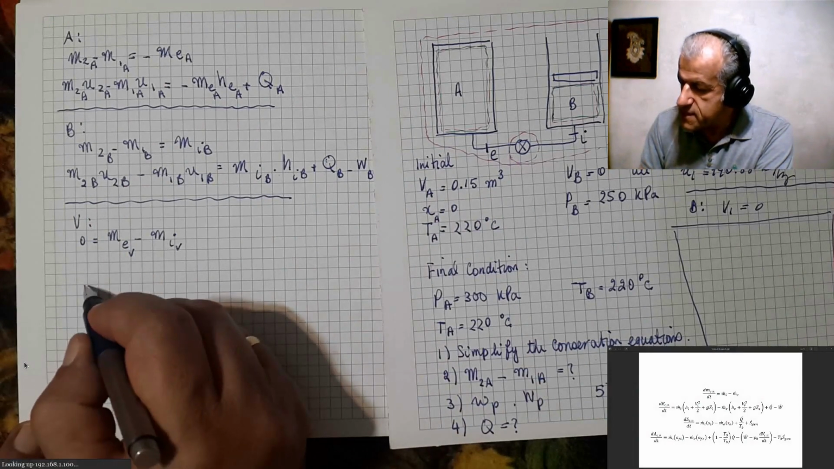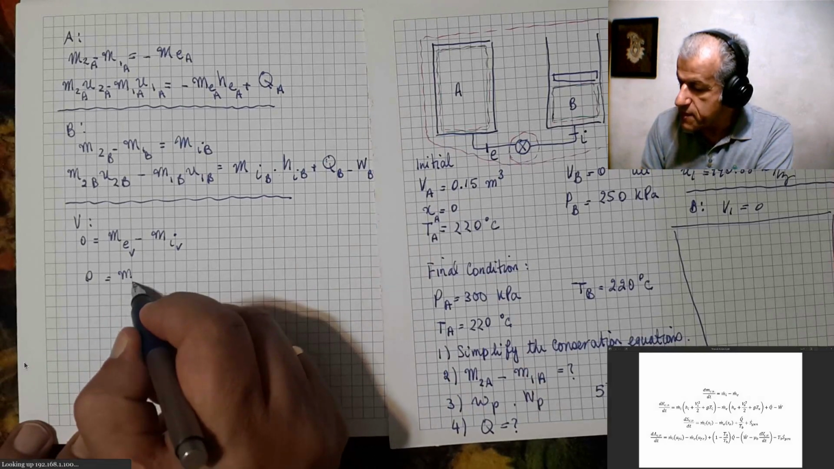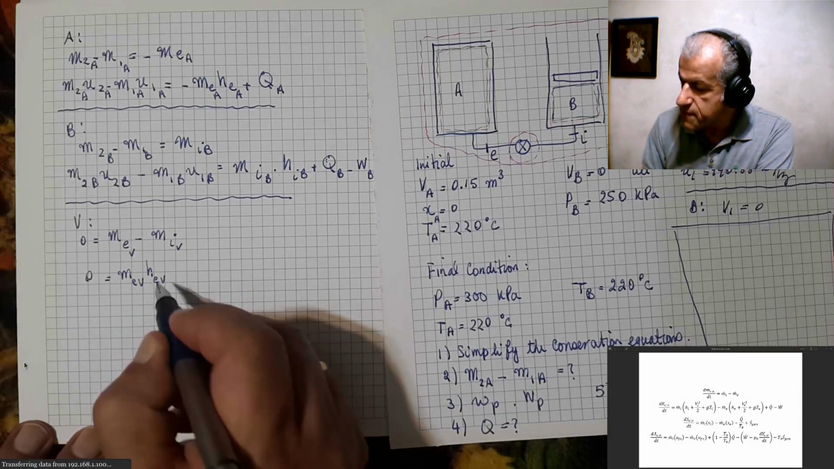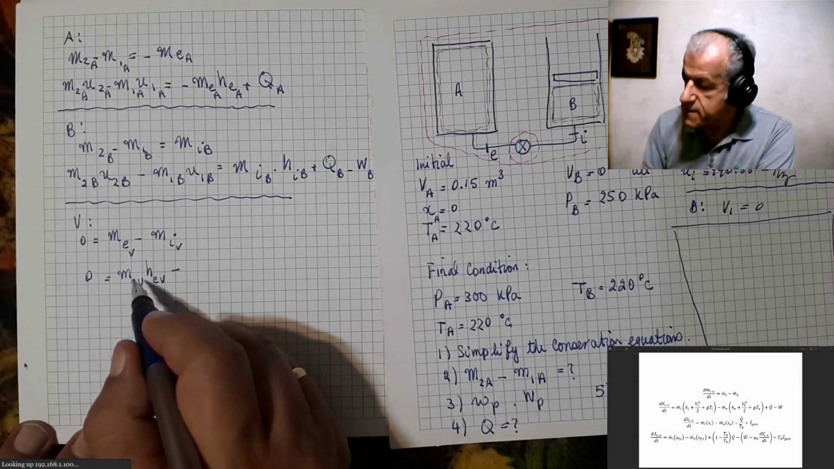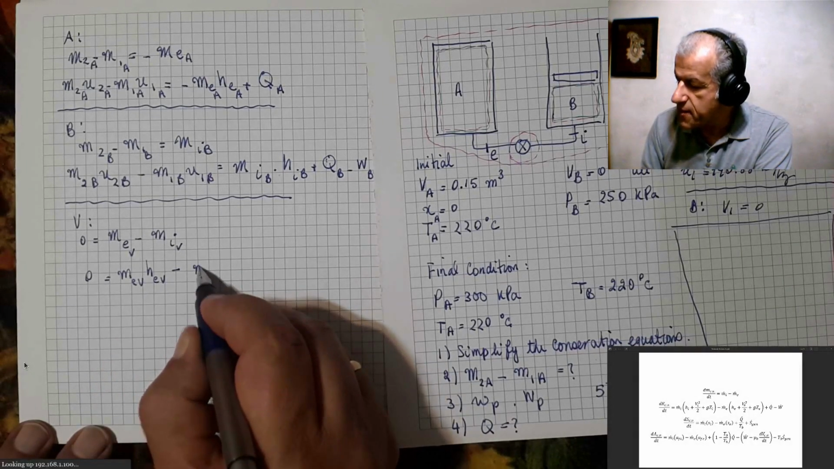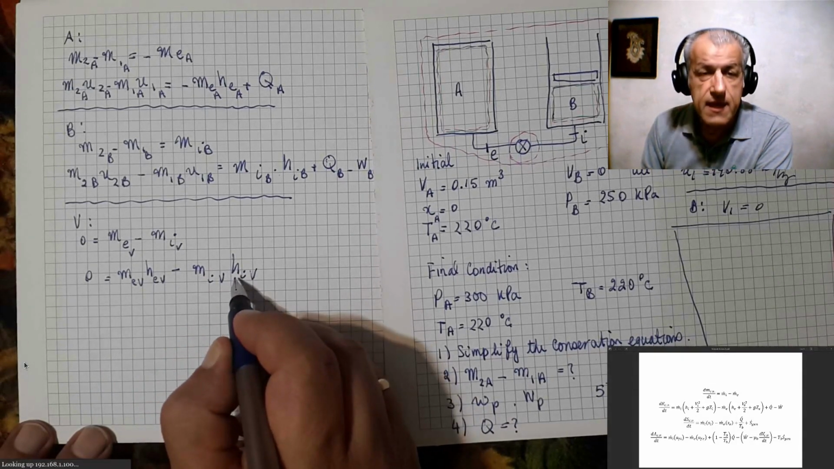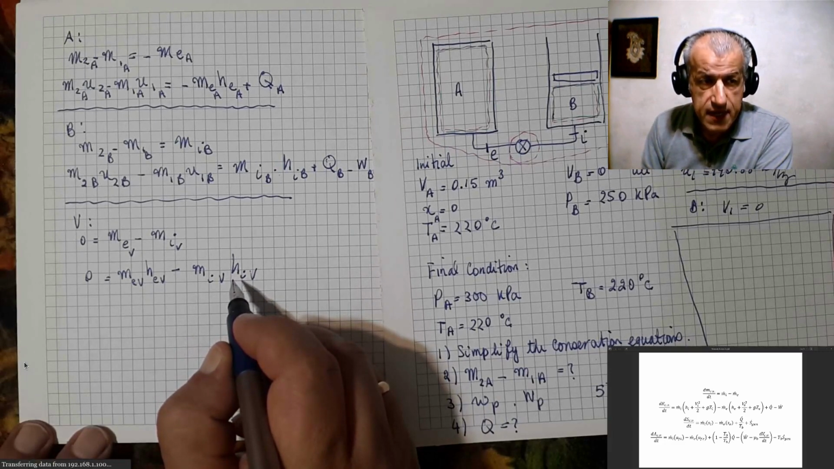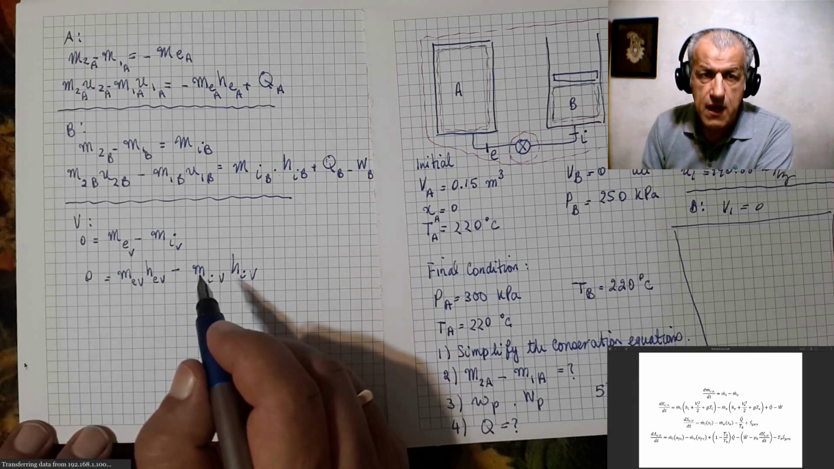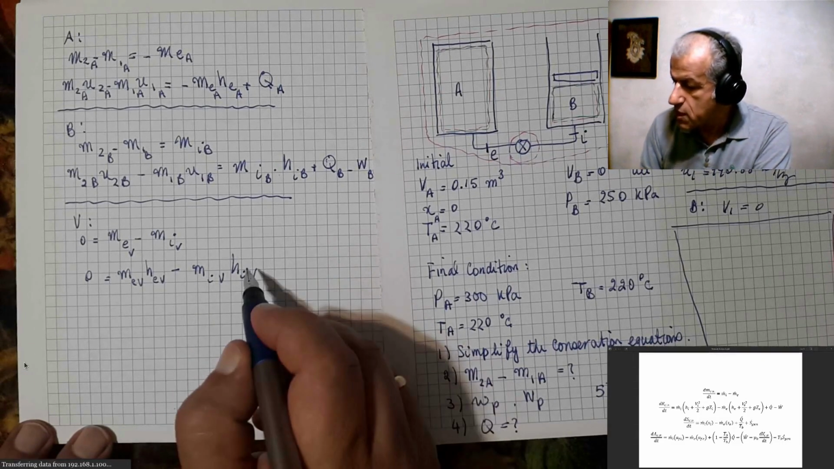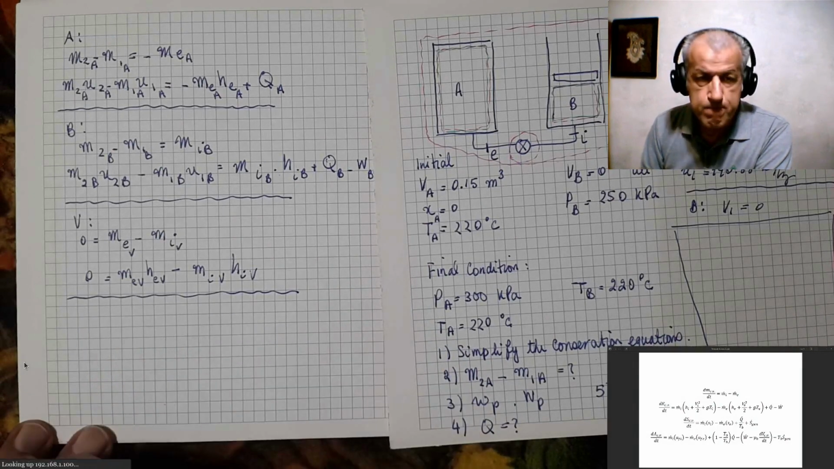But as it is, 0 would be MEV HEV minus, that is the entry energy to the mass, minus MIV HIV, that is the exit energy from the valve, and the valve has no heat transfer and no work. So it remains just like this.